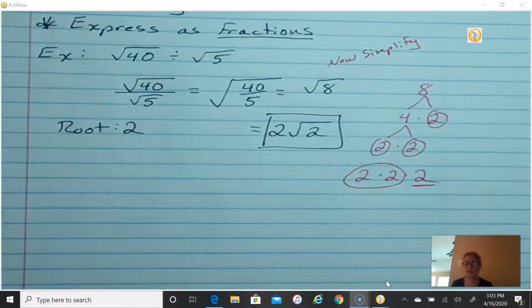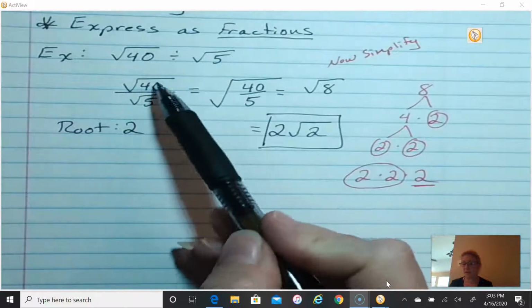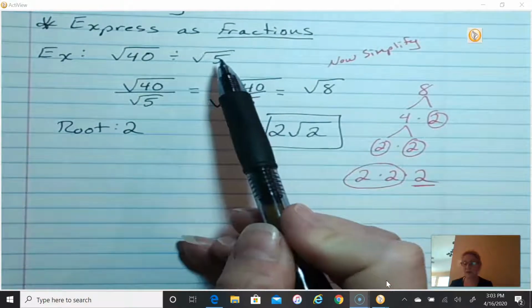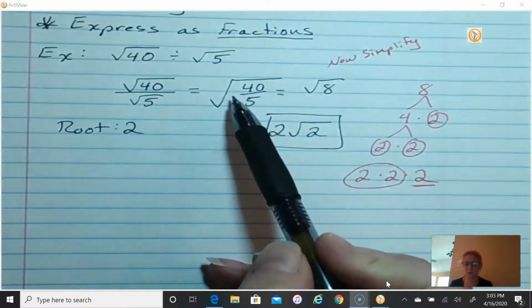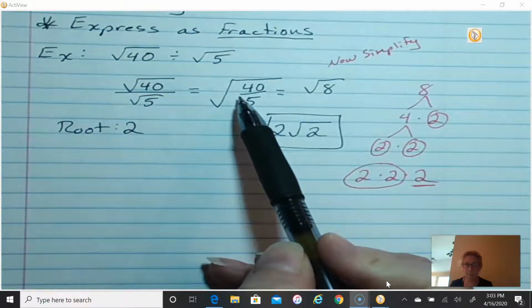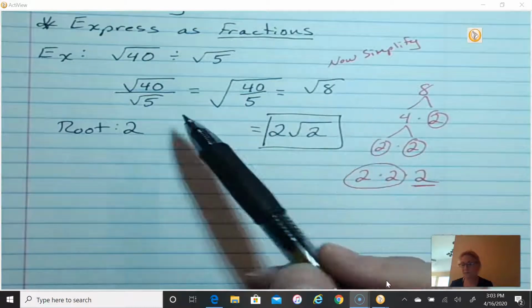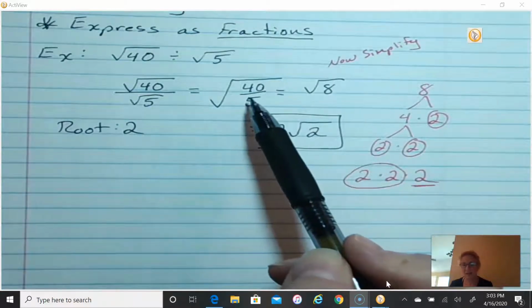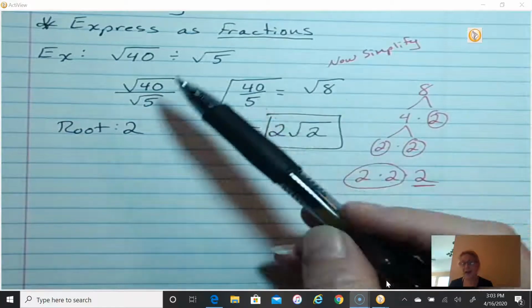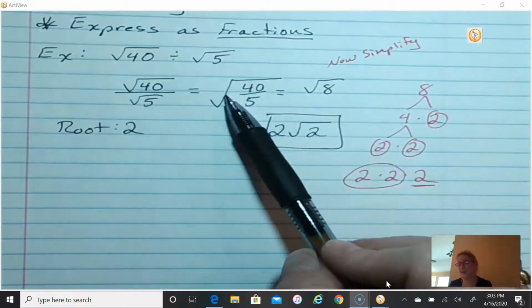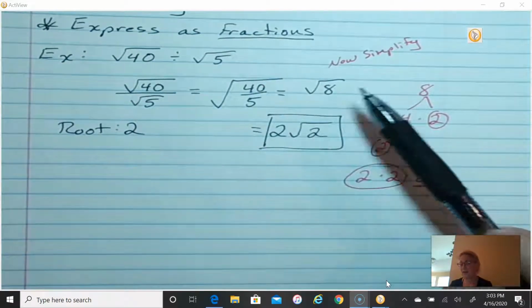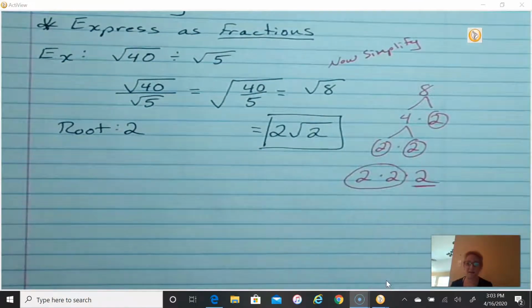So we took it. Make sure, because this is being divided by this, so this goes on top. Put it all under one radical sign. Yeah, you need to. I mean, you can do it both ways, I think, personally. But put all under one radical, divide, and you get this. Simplify, and you get that.